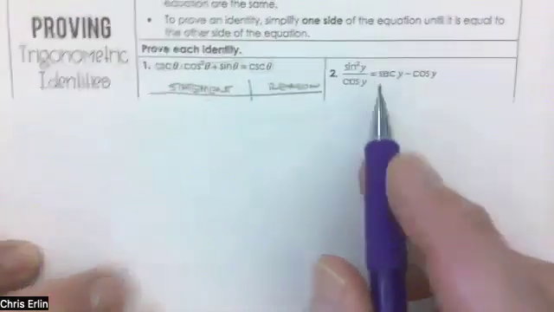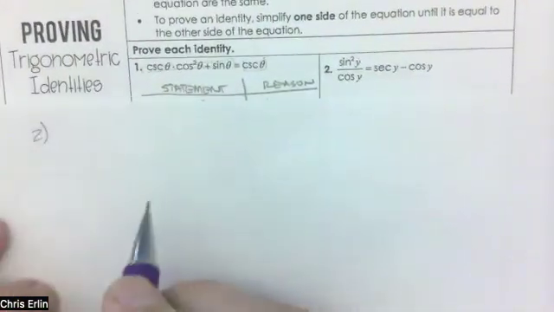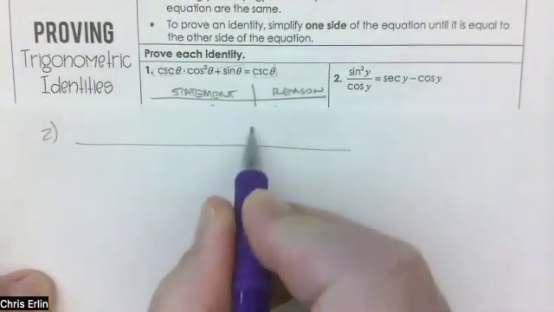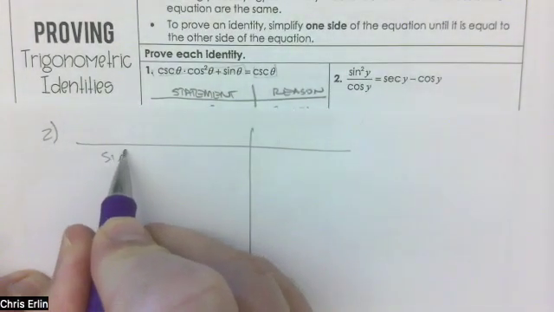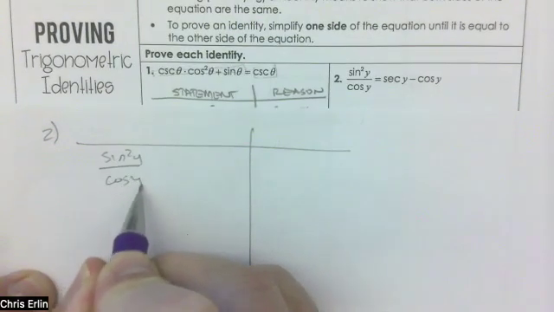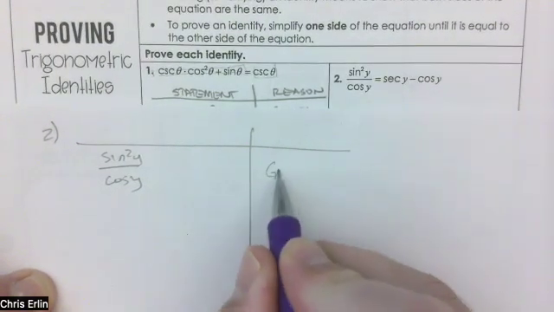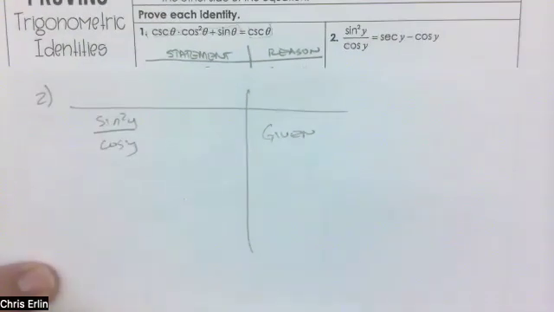Let's try this one first. We're going to do this one both ways. You guys just watch for a second and decide which way you like better. So we'll start with sine squared y over cosine y. That's our given. Now what should I do?